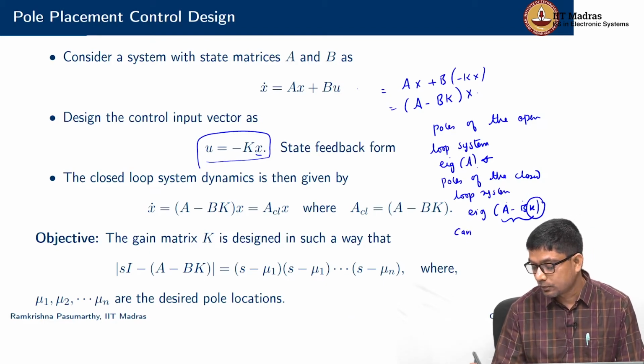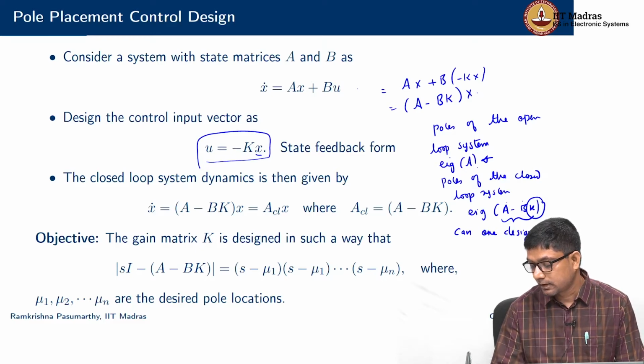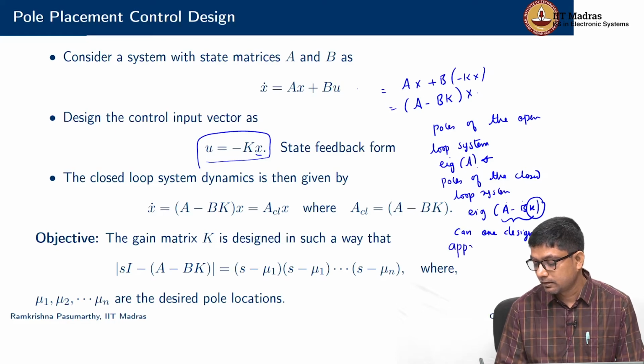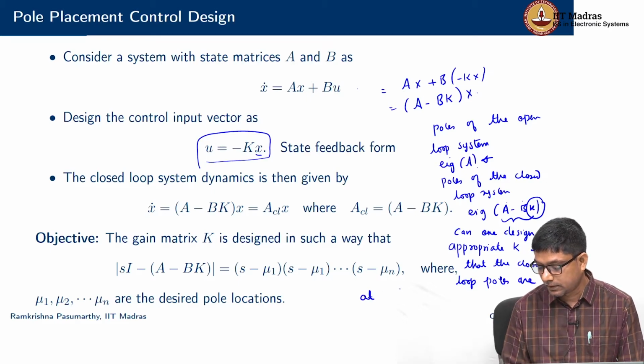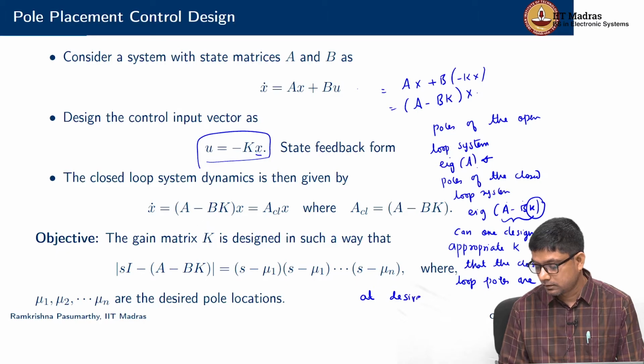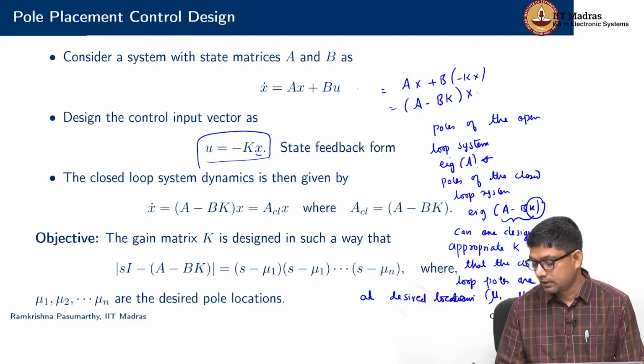So, can one design an appropriate K such that the closed loop poles are at desired locations, say some mu 1 till mu n?